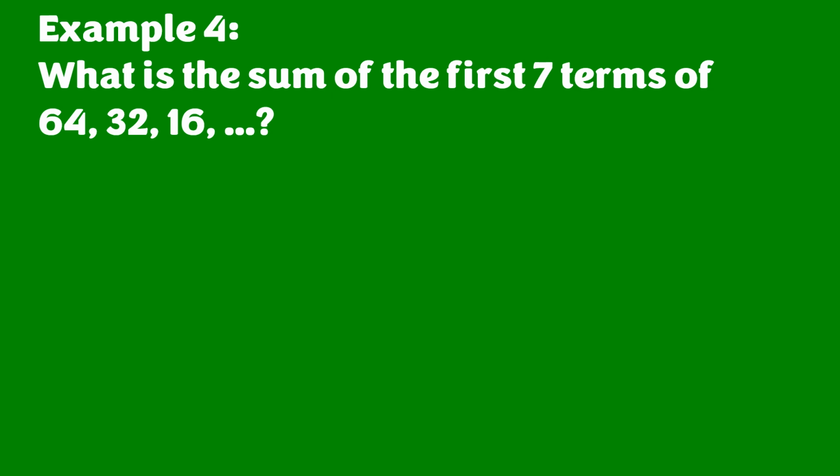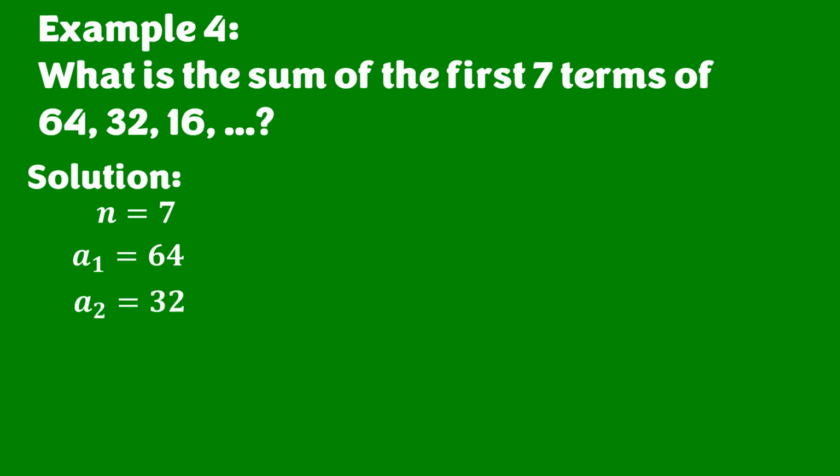Let's have now example number 4. What is the sum of the first 7 terms of 64, 32, 16, and so on? So for the solution, first we're going to determine the value of n, and n is 7, since we were asked to determine the sum of the first 7 terms of the given geometric sequence. And then the first term is 64, so that will be the value of a sub 1. And the second term is 32. That will be the value of a sub 2.